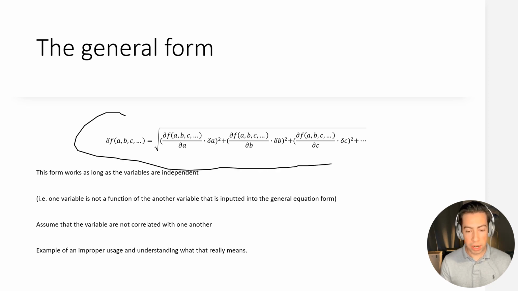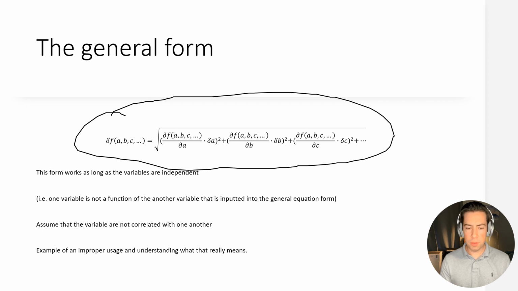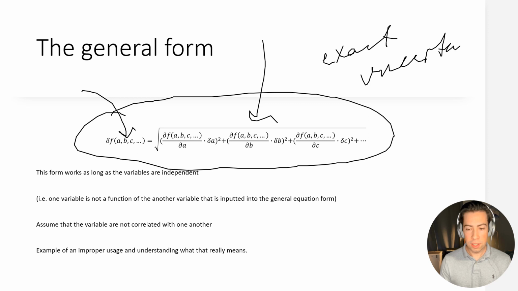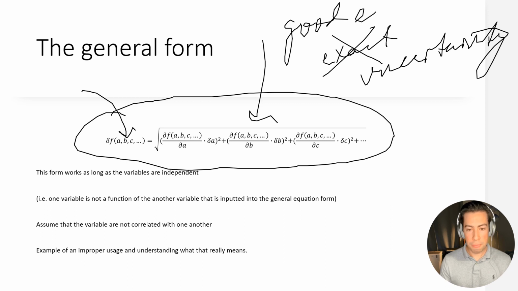And that is this form right here. I'll talk about it in a little more detail later, but basically all I'm saying is that if I have a multivariable function and each variable within that function has an uncertainty, you can use this formula, plug in every single uncertainty value, and you will get the exact uncertainty, or at least a very, very good estimate. So a very good estimate.